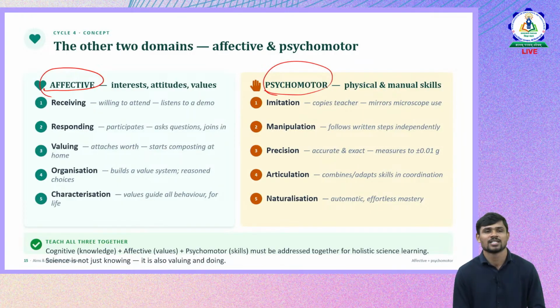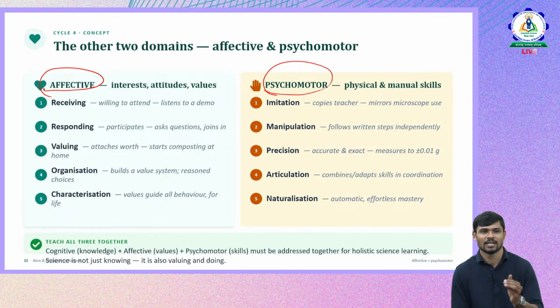For example, in affective we have receiving. How do we receive things? Willing to attend, for example, listening to a demo. Then responding: how do we respond to what we listen to, and how do we respond to different situations? Valuing: what are your values? How do you value something? A concept was taught to you. What kind of value do you have towards the concept? What kind of value do you have in a society related to the topic or related to a biological organism and all?